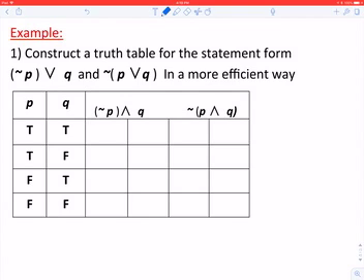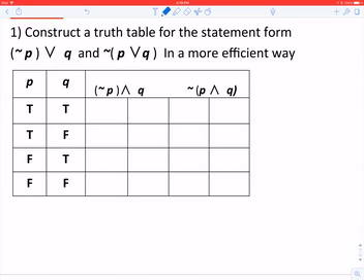If we're looking at the left, it says construct a truth table for the statement form, this and this, in a more efficient way. So we're doing a shorthand version. We would do not P first, so we're just doing the opposite of P. So we're saying false, false, true, true. And then we want to compare that column to Q. And is true when they're both true, so they're not both true, they're not both true, they are both true, they're not both true.